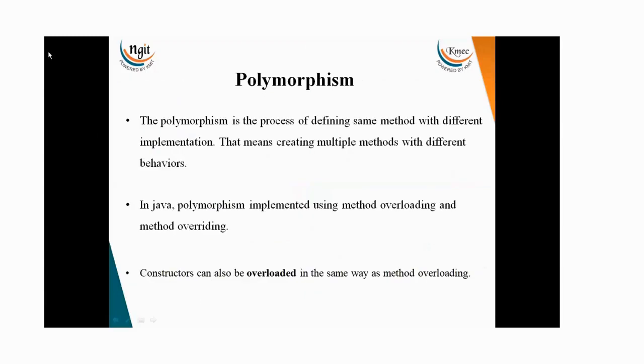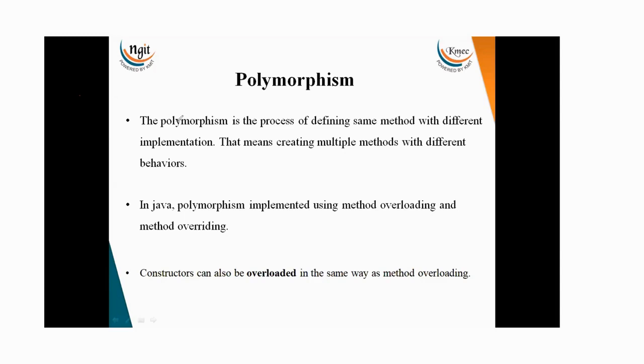Sir, what is this polymorphism? We heard something like poly means many, morphism means forms. So is it correct? Absolutely. Polymorphism means if one thing exists in many forms, then that is called polymorphism, right? So, sir, how can we define it in technical terms?